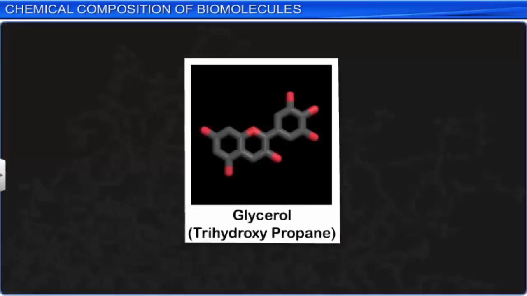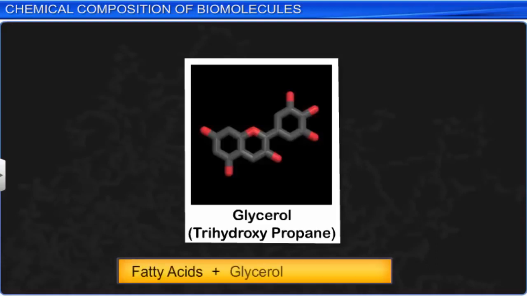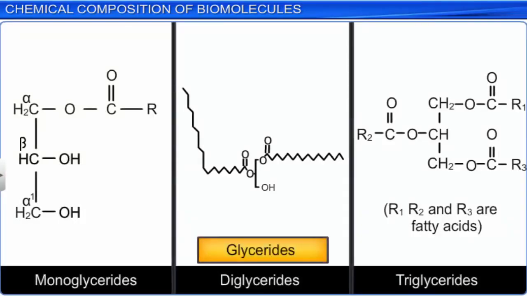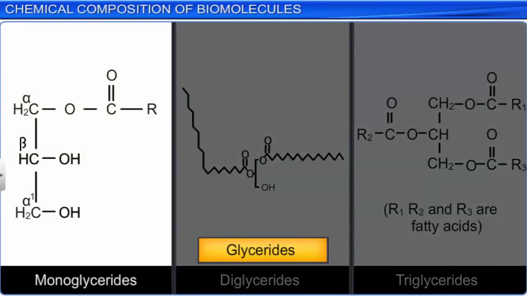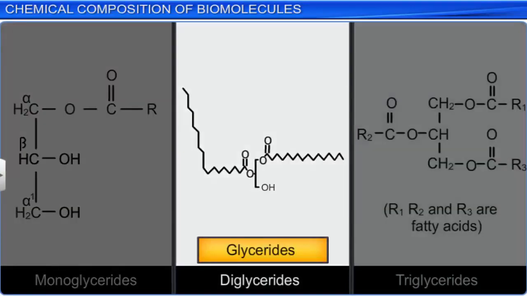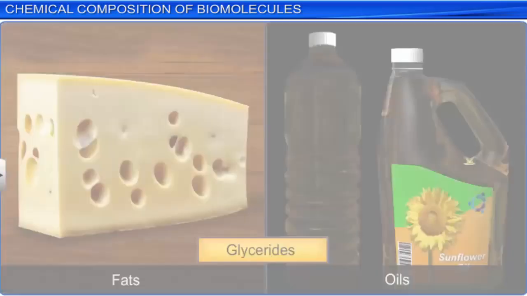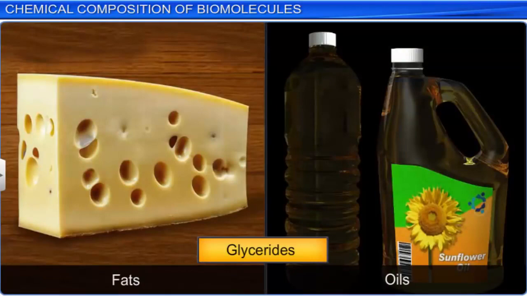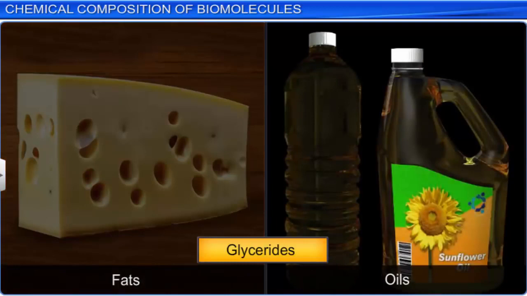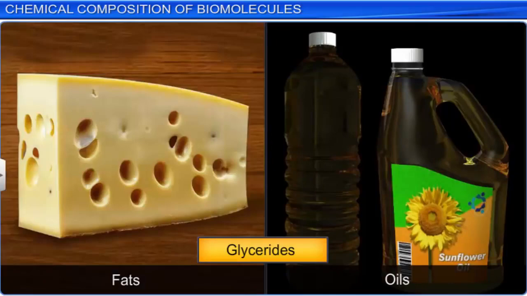Glycerol or trihydroxypropane is a simple lipid. When fatty acids combine with glycerol, they form esters, also known as glycerides. Glycerides can be monoglycerides, diglycerides, and triglycerides. Based on their melting points, glycerides may be either fats or oils. Oils have a lower melting point and hence remain as oil in winter, while fats freeze easily at low temperatures.